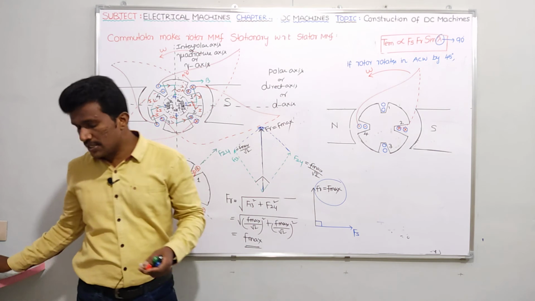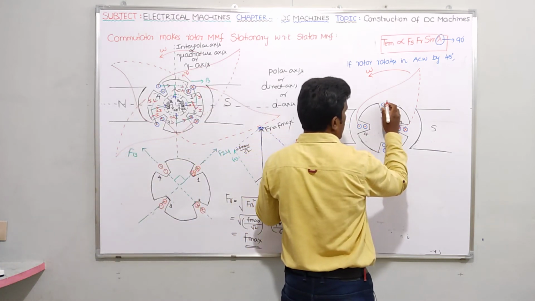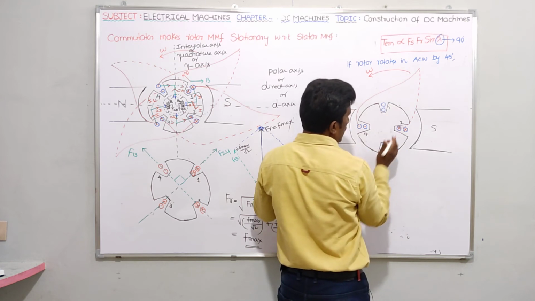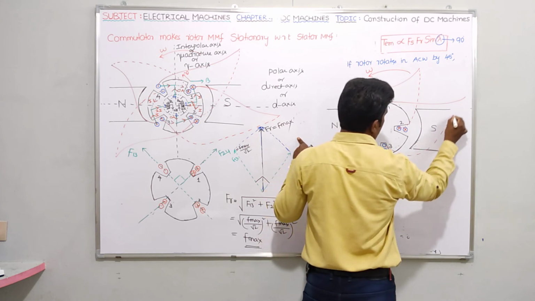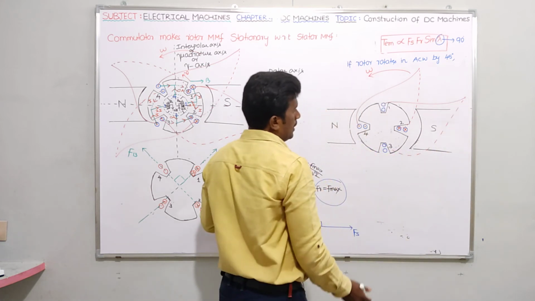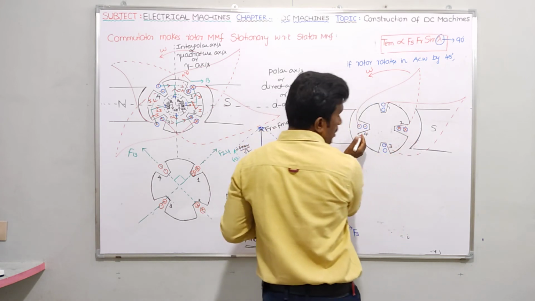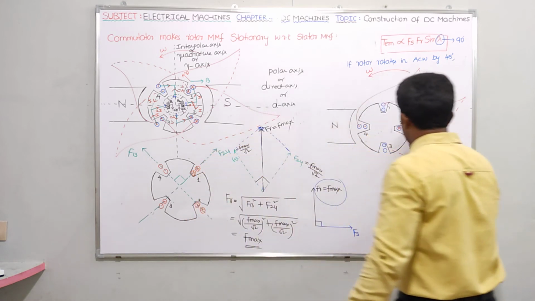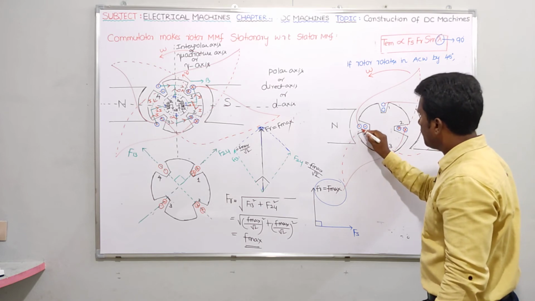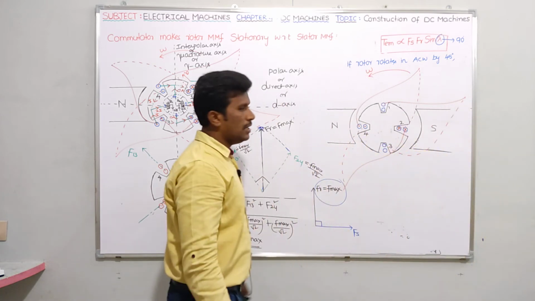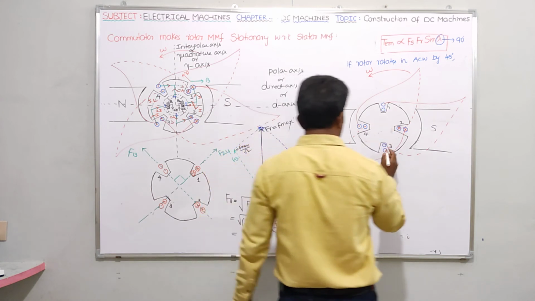Next, slot number 1 upper conductor is connected to whom here? It is connected to the third slot lower conductor. It will be like this. Similarly, next here, the second slot upper conductor is connected to whom? The fourth slot lower conductor. So we will be giving the connection like this. Similarly, the third slot upper conductor is connected to the first slot lower.